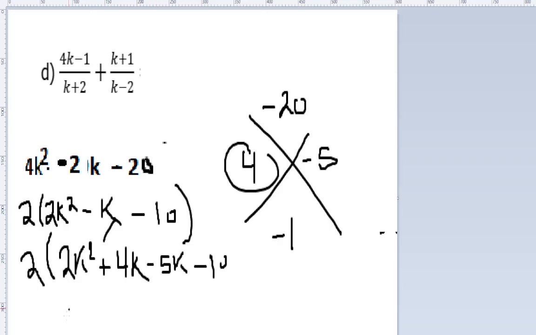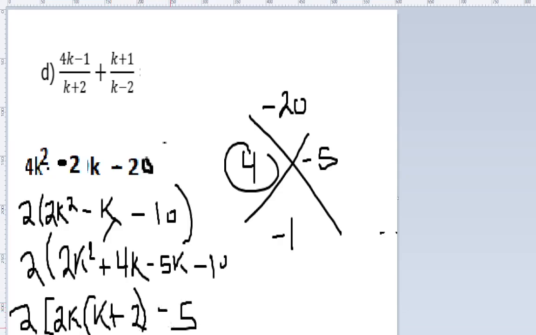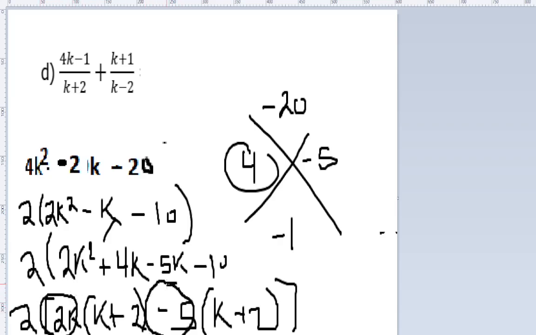The first term, so just leave this 2 in front, and just make a square bracket. The first term, I factor out a 2k from both. I get 2k, and in the brackets, I get k plus 2. These brackets should match. Here I have to factor out minus 5 because we don't want the k to leave with a negative. And I get k plus 2. Notice that these brackets here match, which means I've done it right. The other bracket is going to be whatever this is, plus or minus whatever this one is.